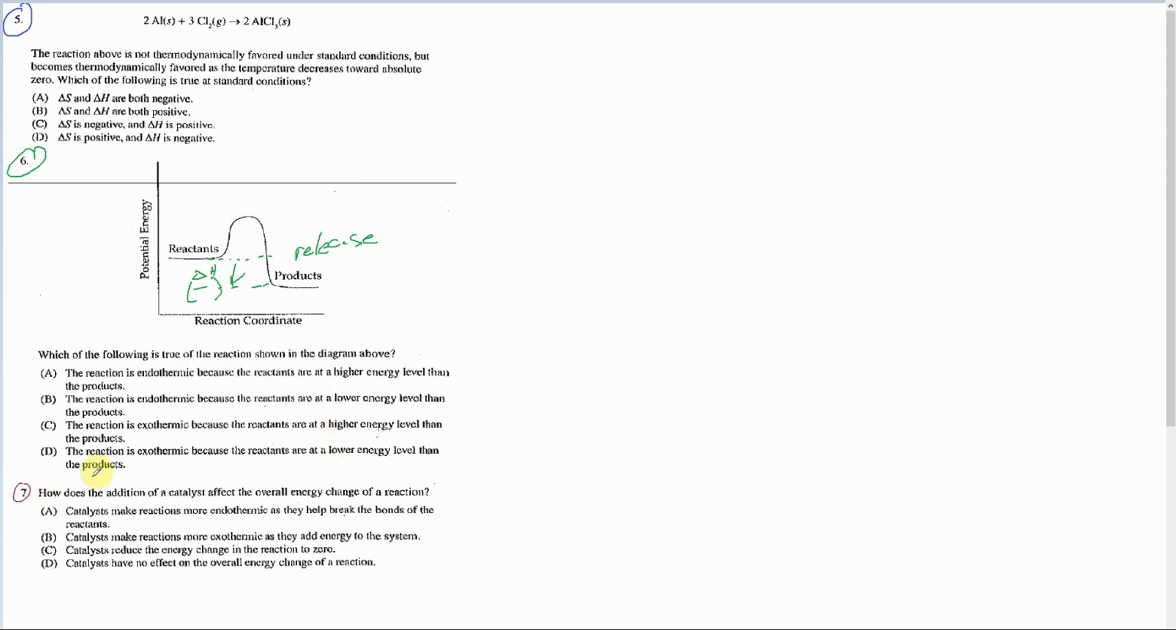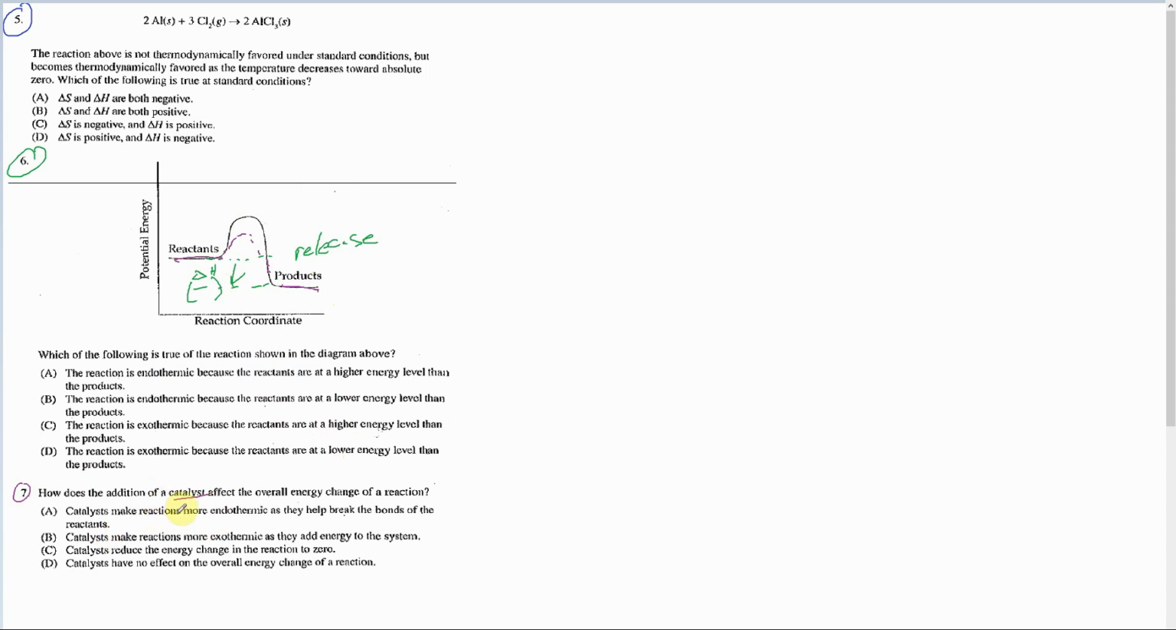Number 7 is a classic catalyst understanding question. What catalysts do is they lower the energy of activation of a reaction, but they have no impact on the potential energy of the reactants or products. They simply speed up the reaction by lowering the energy of activation.